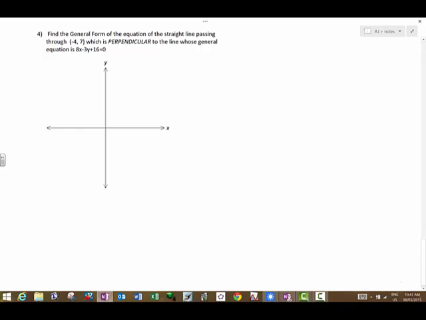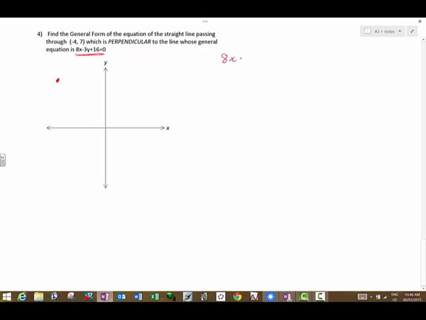And this final example is perhaps the most comprehensive of all. Find the general form of the equation of a line passing through a known point which is perpendicular to the line whose general equation is something else. So the known point is minus 4, 7. Okay, we know the point. If we knew the slope, we could go further, but we don't know the slope. However, we do know that it needs to be perpendicular to this equation. Okay, well that's a start.